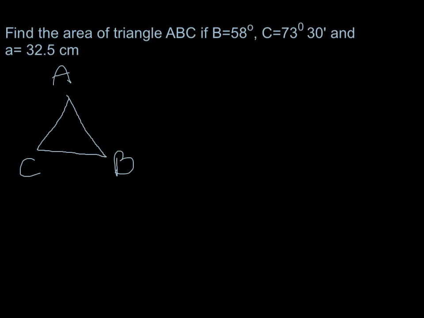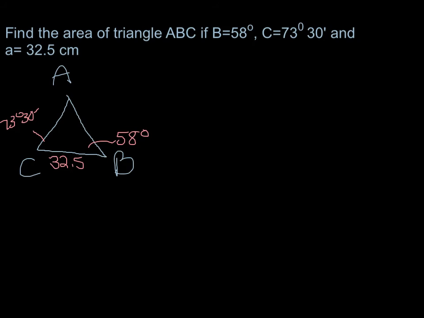Okay, so here's another example where we're given two angles and only one side. So I'm going to draw this triangle and label it. It says side A is 32.5 centimeters, angle C is 73 degrees, 30 minutes, and angle B is 58 degrees.